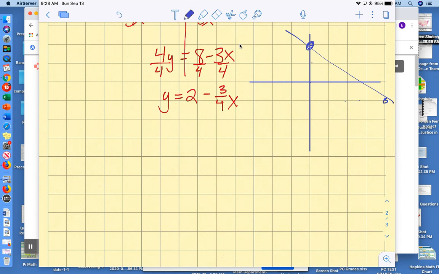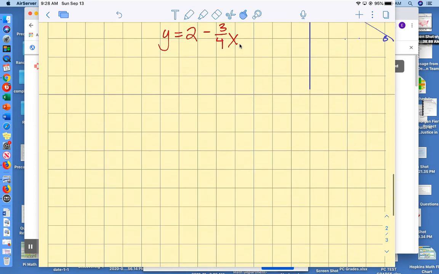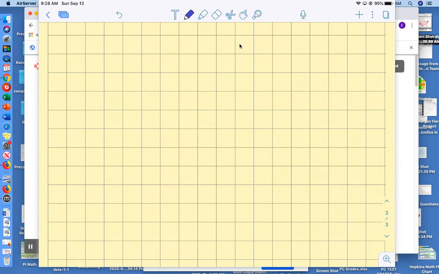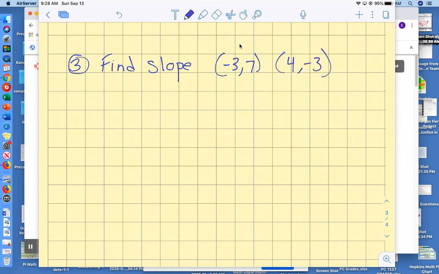So sometimes things will be written in standard form. The next thing we're going to talk about is, if given 2 points, do you remember how you find the slope? If we were given (-3, 7) and (4, -3), how do we find the slope between those two? A lot of you know slope words.